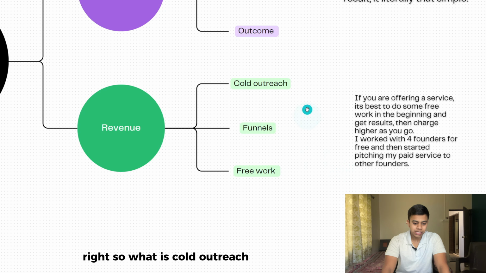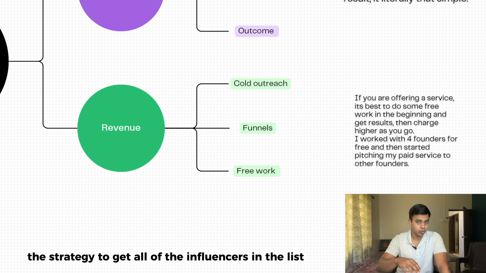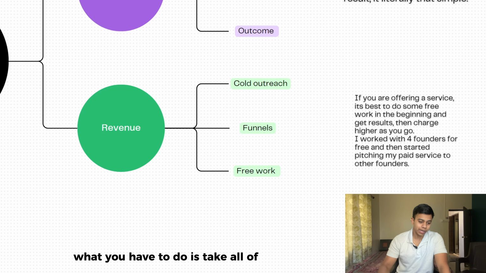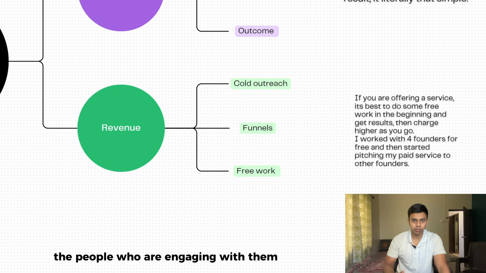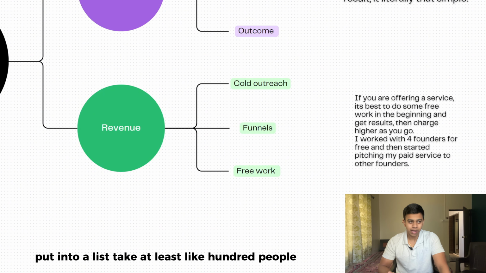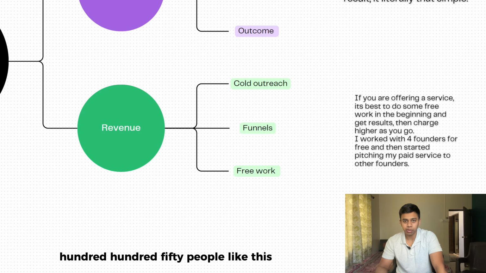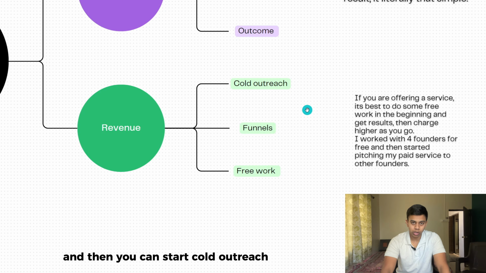So what is cold outreach? Cold outreach is simply, like I told you, the strategy to get all of the influencers in the list. What you have to do is take all of the people who are engaging with them, put them into a list, take at least 100 or 150 people like this, and then you can start cold outreaching them.